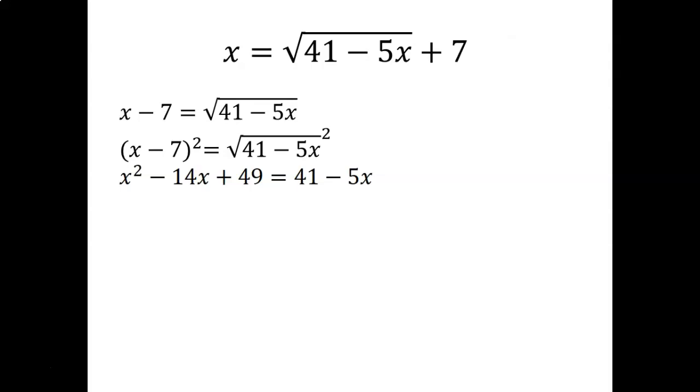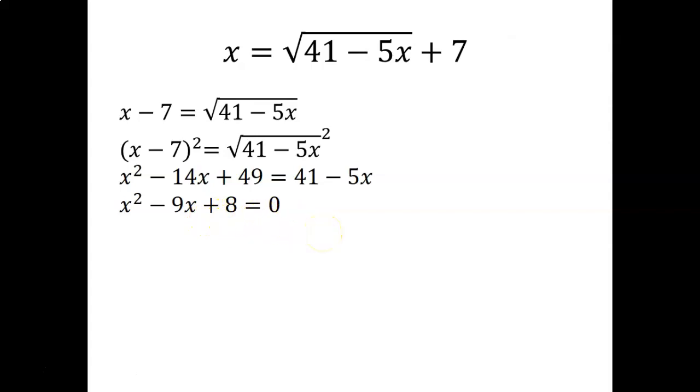Okay, now we have what looks like a quadratic equation. Let's see if we can get everything on one side equal to 0 on the other side, and then we might be able to solve by factoring. So get rid of the 41 minus 5x: add 5x, and subtract 41, and we get x squared minus 9x plus 8 equals 0.